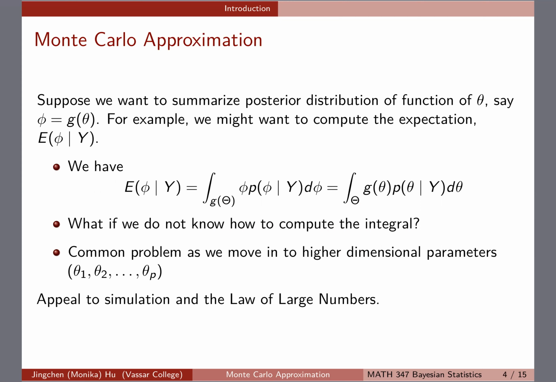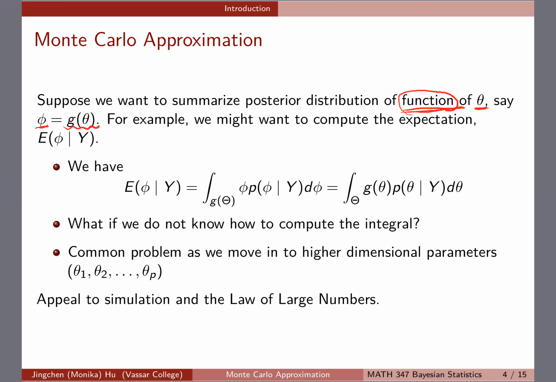Notice that I start to work with a function. So far, we've been working with just the unknown parameter. But what if we want to work with functions of it? Monte Carlo approximation can actually help us get there as well. Generically, I'm trying to look at a parameter phi, which is g of theta. Theta is still the parameter in the model.